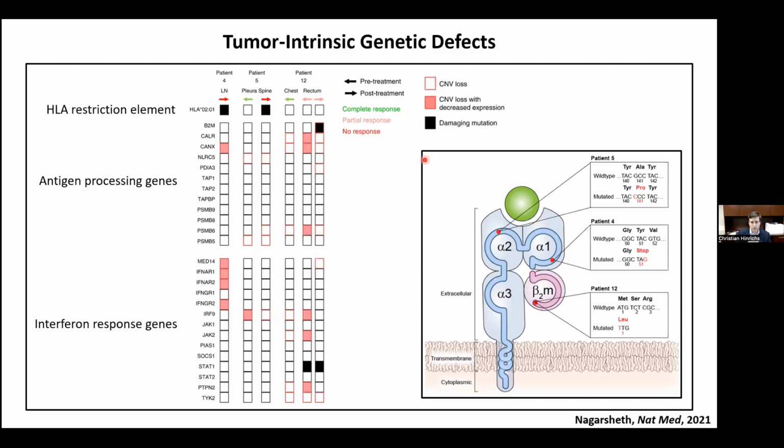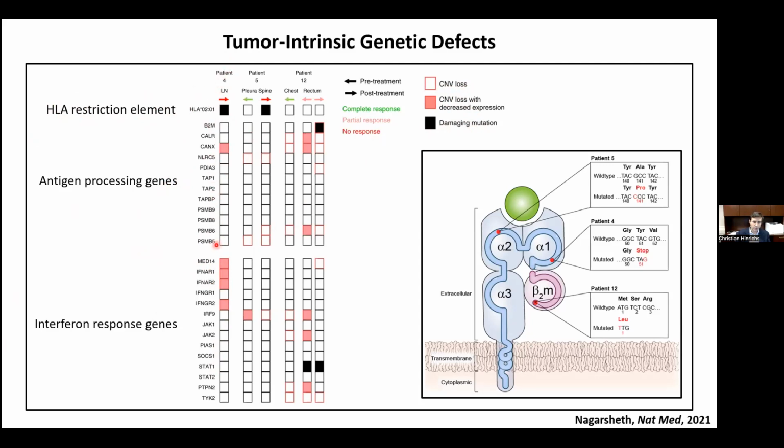So why do some patients respond and some don't? Well, the answer to that seems to primarily be in the tumors. So these are the patients treated at the top 2 dose levels from whom we were able to obtain biopsies. And patient 4 is the first one shown here. We're looking at the HLA restriction element, antigen processing genes, and interferon response genes. And we're looking at whether there's copy number loss with decreased expression, or damaging mutation.